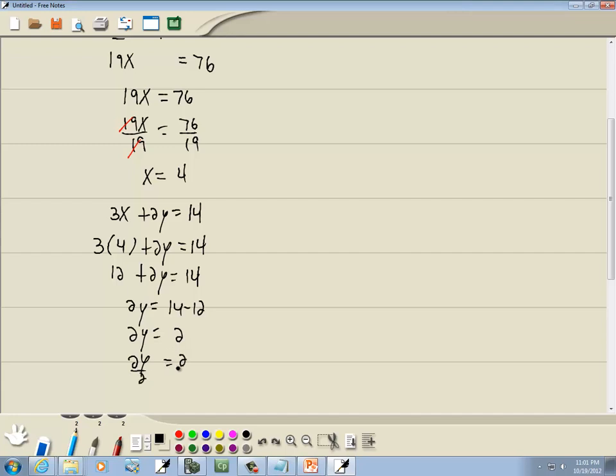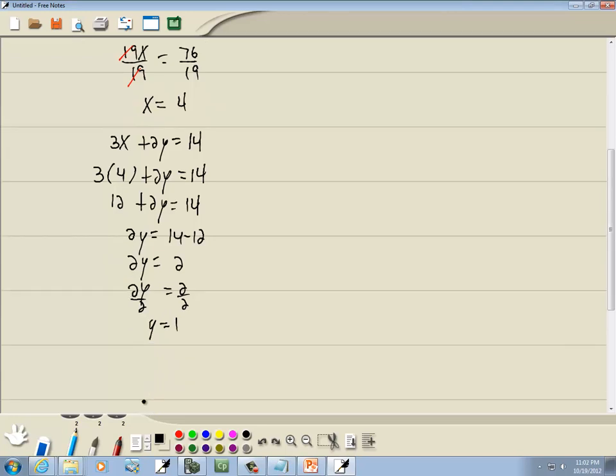Divide both sides by 2. And we get y is equal to 1. So we already said x is 4. So our answer will be 4, 1.